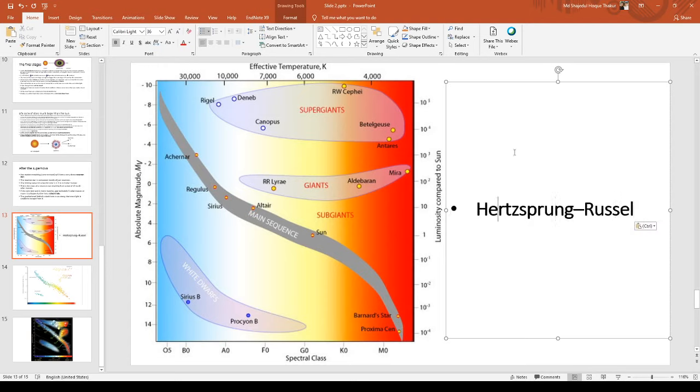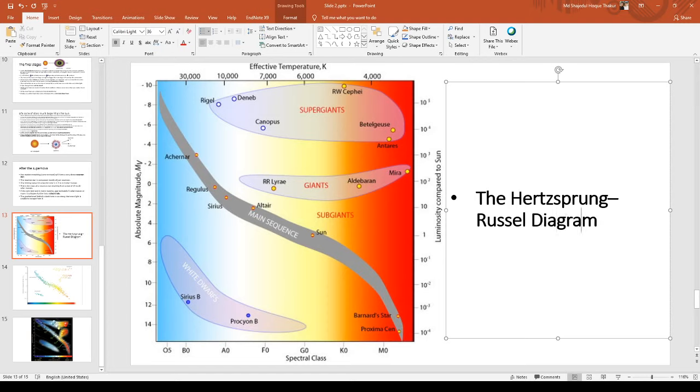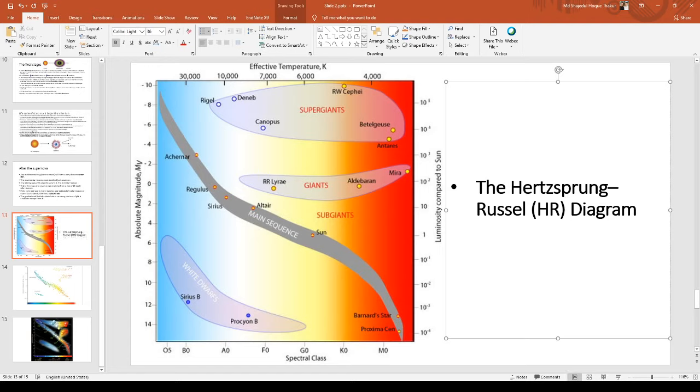So the Hertzsprung Russell diagram. It is also called HR diagram. Now, what's the speciality of this diagram? The speciality of this diagram is that the axes are logarithmic.